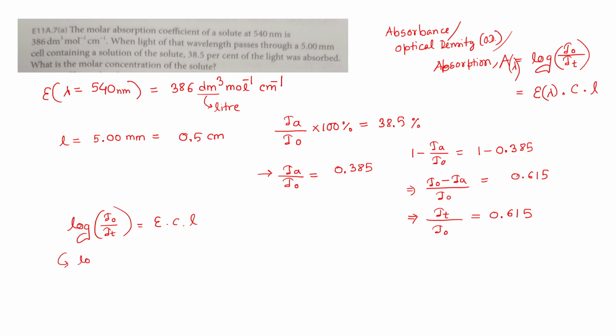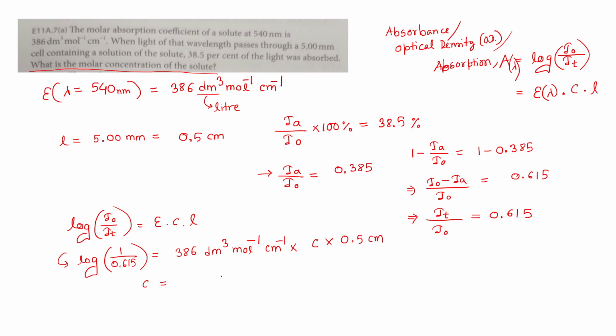So it is log 1 by 0.615. Your epsilon is given as 386 decimeter cube mole inverse centimeter inverse. Okay. We need to get the molar concentration C. That is our goal is C, and L we know, that is 0.5 centimeter.